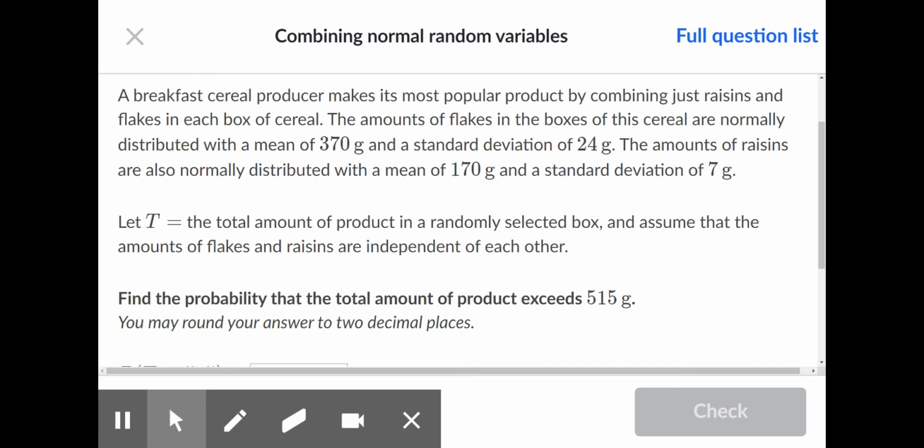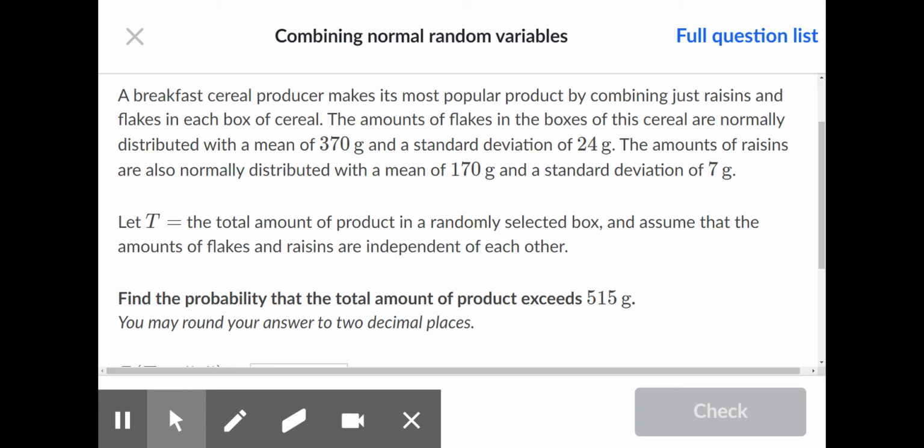So to find sigma T, we have to undo the square, so we take the square root of it. What is the variance of F? You take the standard deviation and square it, plus, remember we can only add variances, plus the standard deviation of raisin and then we square it. So that will be the variance of R and the variance of F. If you do a little bit of math, the square root of 24 squared plus 7 squared is 25.